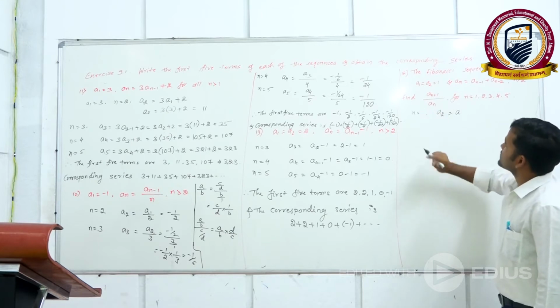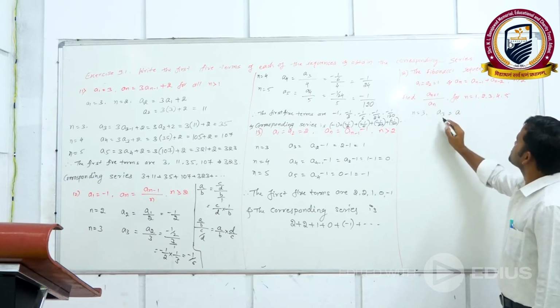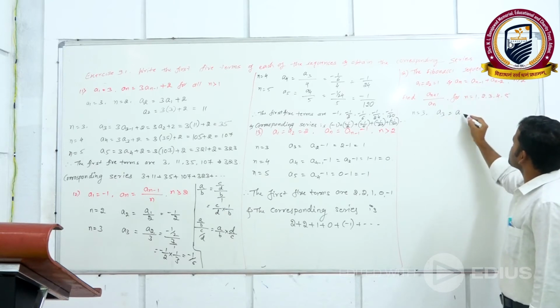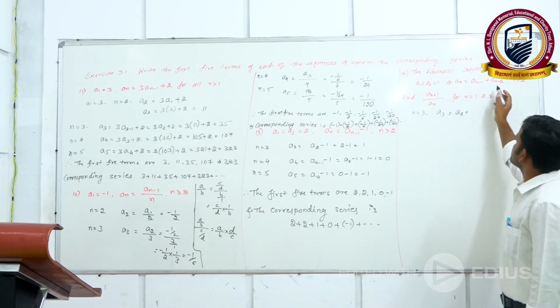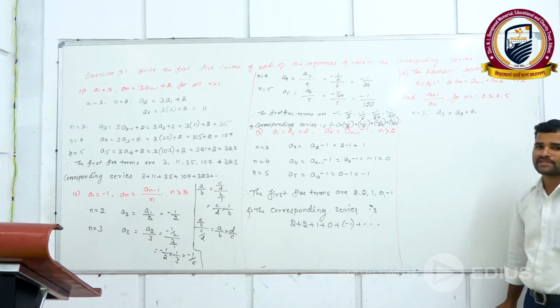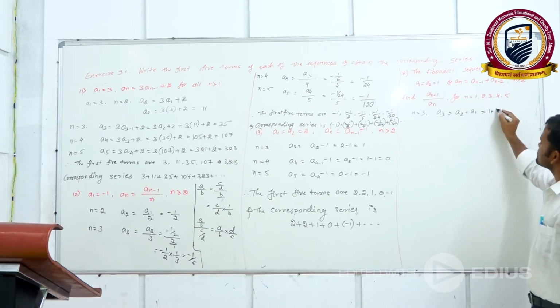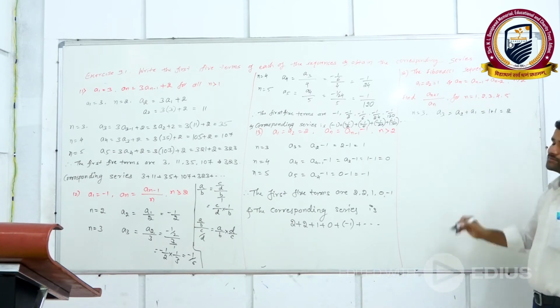You go to the third term, that is n is equal to 3 if you substitute. A3 is equal to a subscript 3 minus 1, which is nothing but A2, plus a subscript 3 minus 2, which is nothing but A1. A2 plus A1. How much is this? A2 is 1, A1 is also 1. 1 plus 1 is nothing but 2.